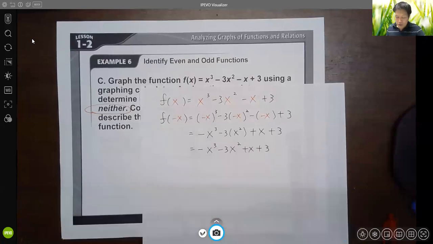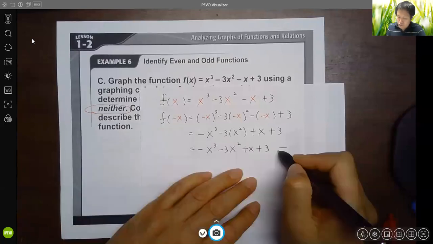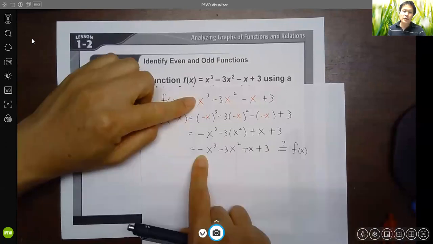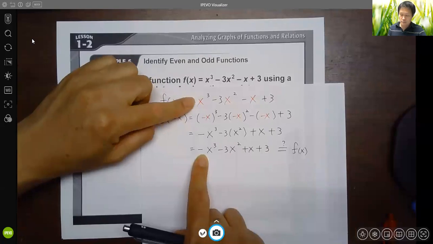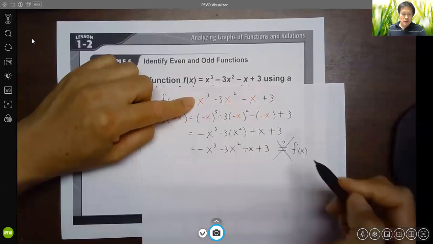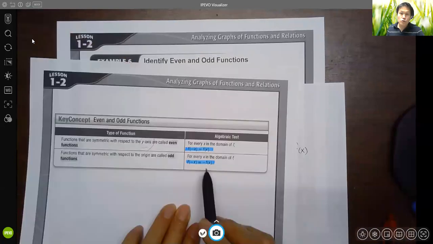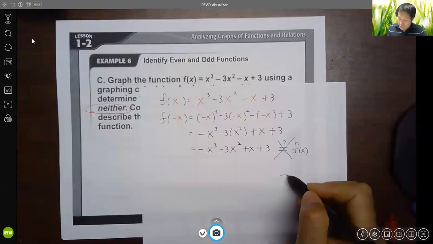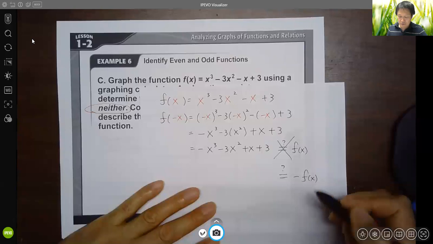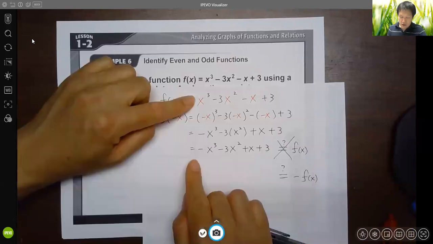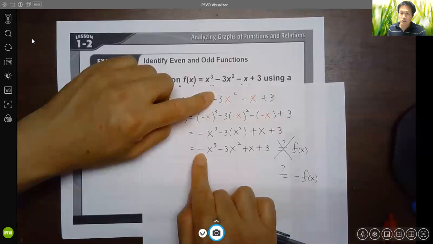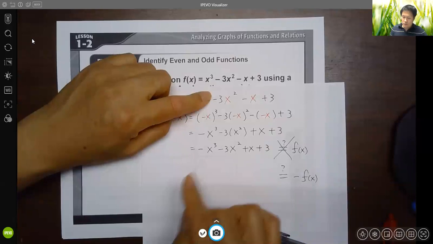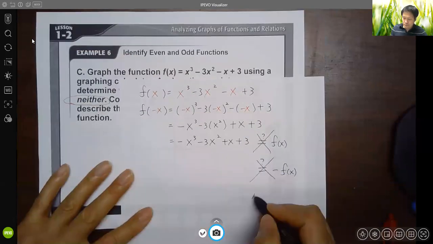What are we doing? We are comparing, is that equal to the original, which is f of x? Busted right here. They're not. It's not even. Then you're checking, is that equal to the opposite sign of f of x? So then you're saying, is that equal to minus f of x? Minus f of x means change sign. Change sign? It's not. So it's busted. Neither.